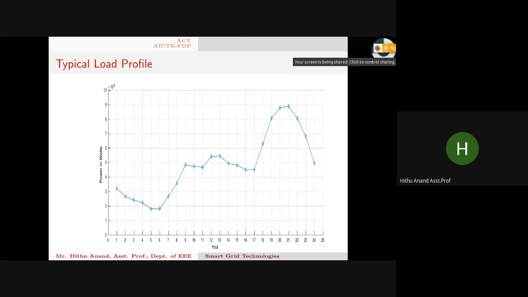Okay, so this is one of the typical load profiles I have taken. This is actually taken from a reference that might be available in my future thesis.